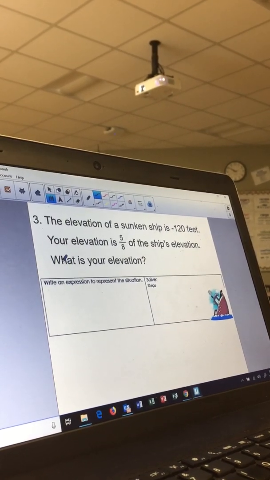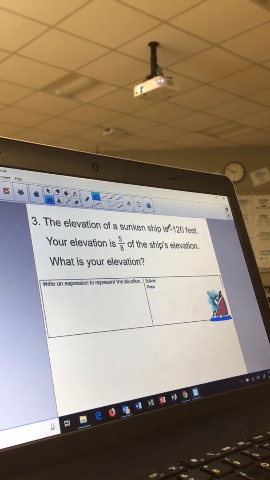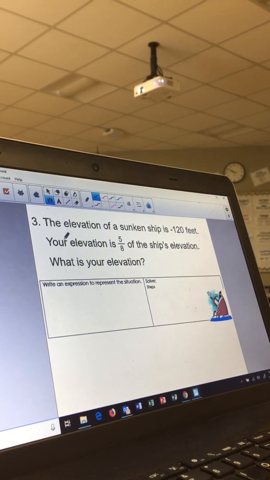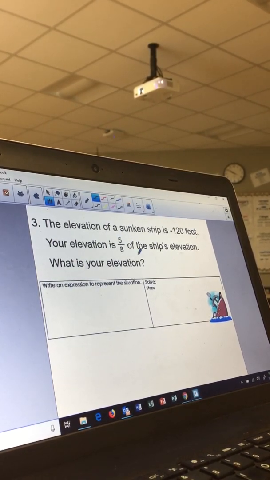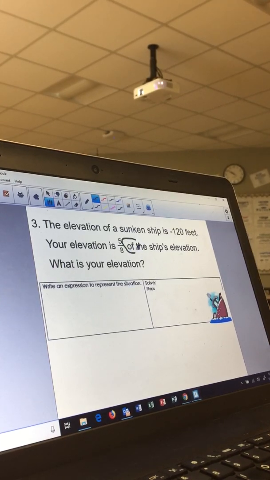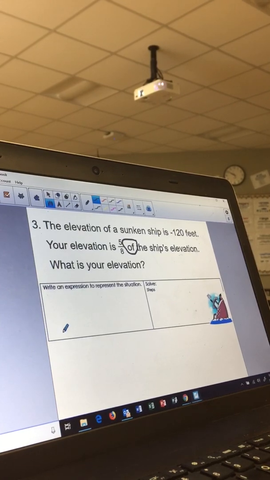And word problem number 3. The elevation of a sunken ship is -120 feet. If your elevation is 5/8 of the ship's elevation, what is your elevation? Of is our keyword here that shows we're multiplying. We want 5/8 of that 120.